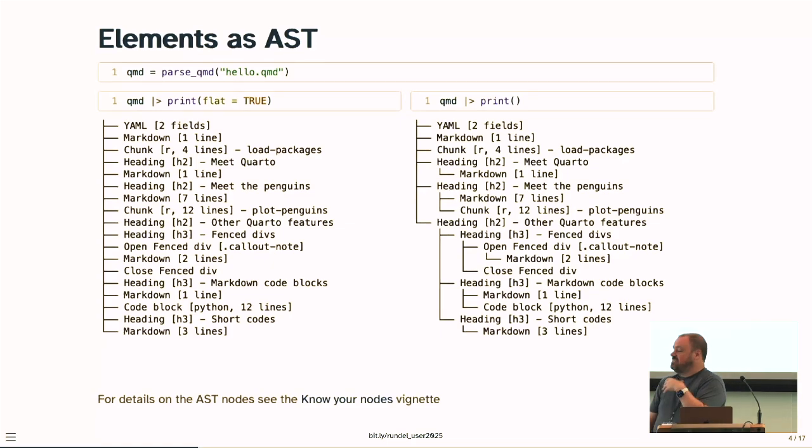So what we have here is sort of an implicit tree structure that doesn't really exist, but we show to the user to show you that, okay, this markdown thing under Meet Quarto is under the Meet Quarto heading. And then under the other Quarto features, we have a heading, fenced div, a code block, and so forth. And the real reason for this is so that we can give the user a better way of navigating that document dynamically and programmatically.